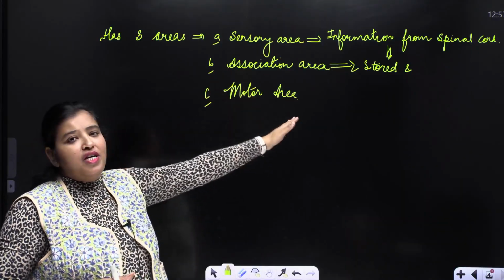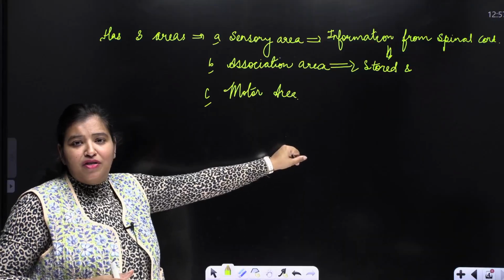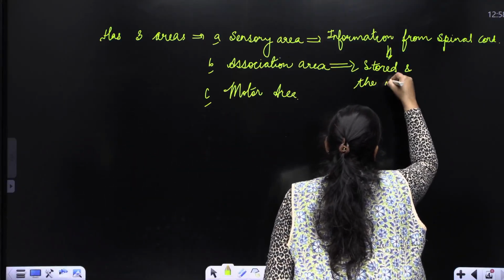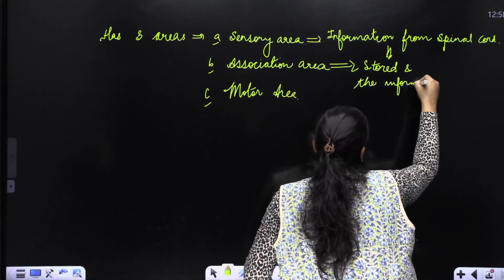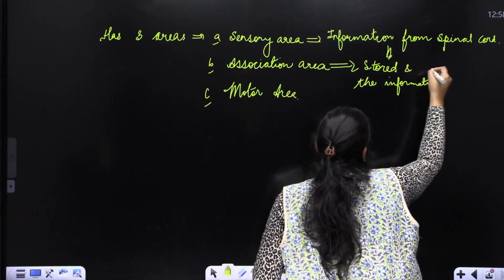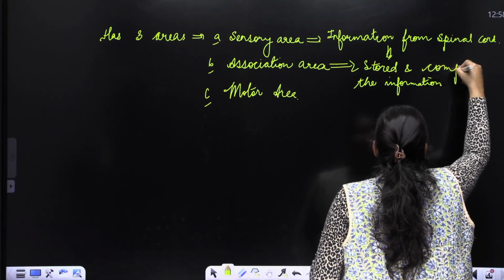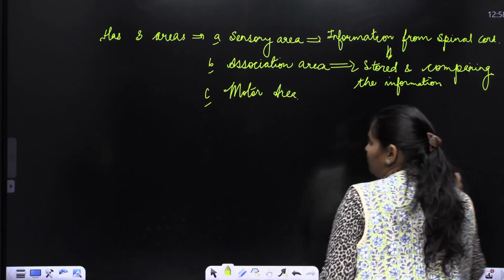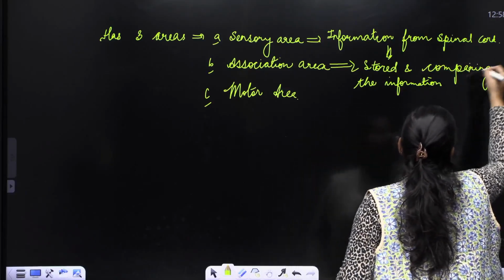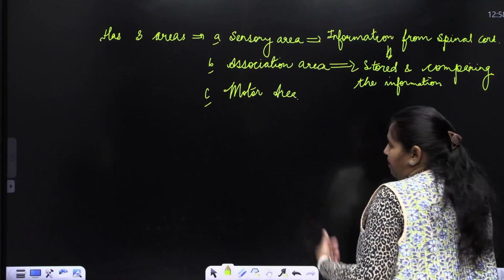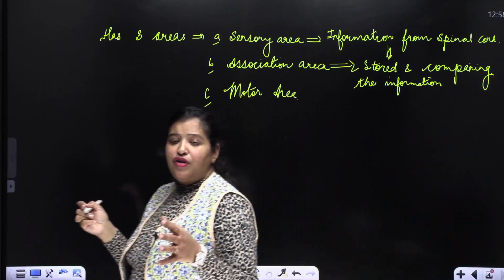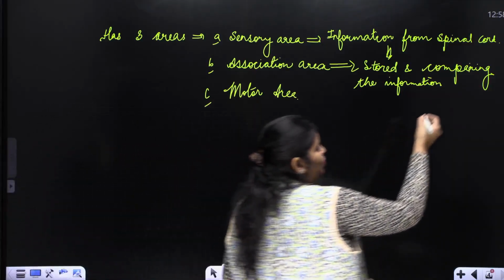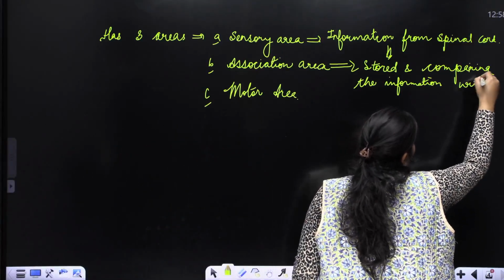So this association area will store this information, all right, and it helps in comparing the information with the recent episode. So there is storage of the information and linking it with the past experience, so comparing with past experience.